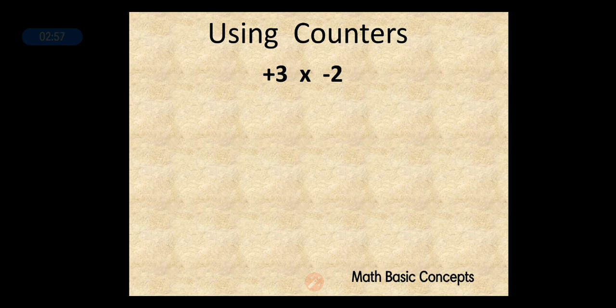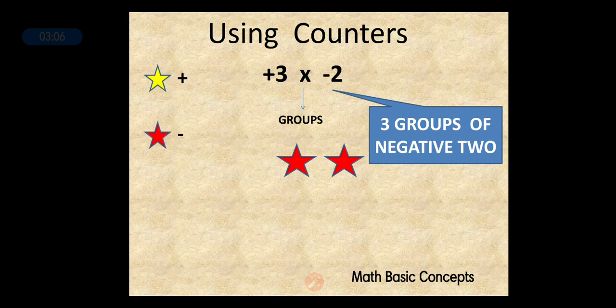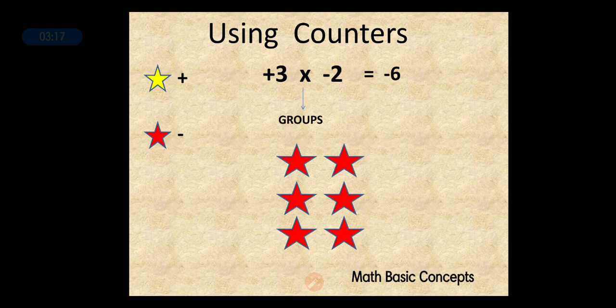Next, suppose you are multiplying a positive with a negative. The same thing. We want three groups of negative 2. So this is negative 2, and like that, we want three groups. So in total how many are there? We have six negatives. So that becomes minus 6.